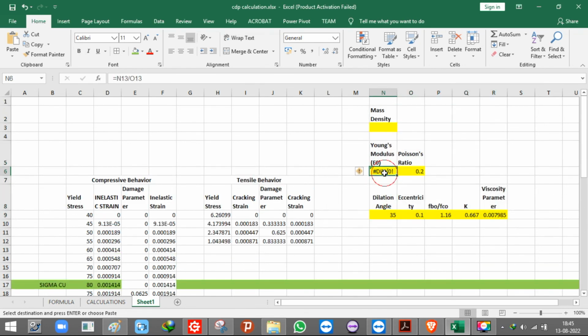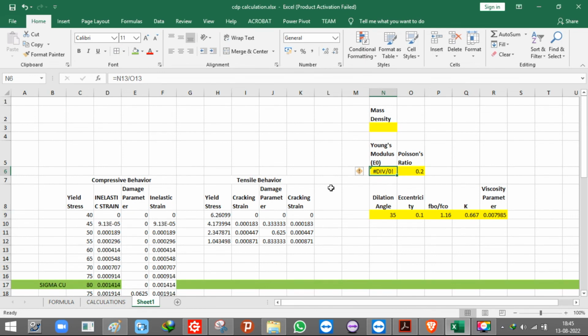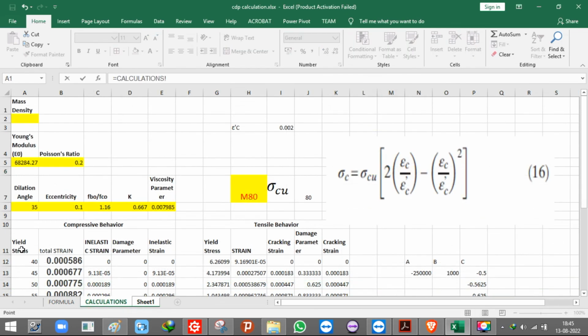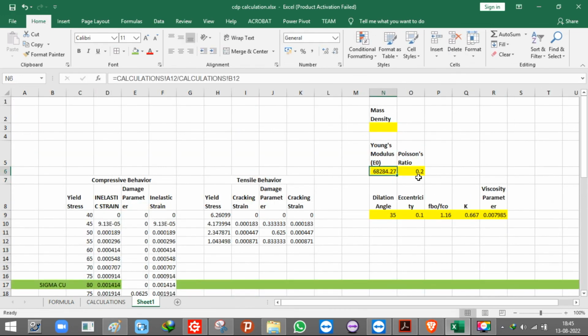And modulus of elasticity, here we have obtained as stress upon strain. This is my modulus of elasticity value E naught.